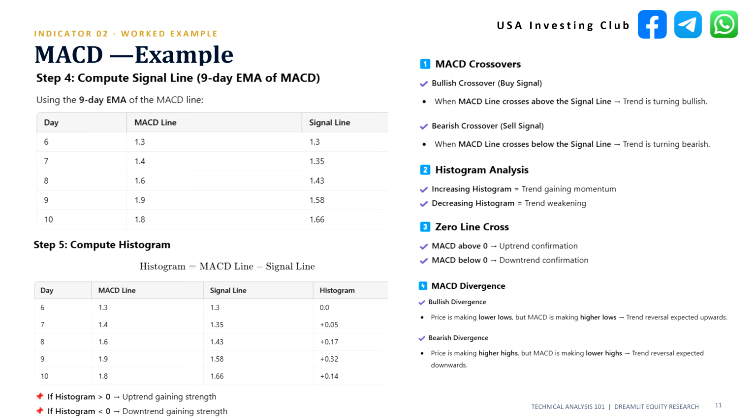On the interpretation side, MACD crossing above signal is a bullish crossover, momentum turning up. Crossing below is bearish, momentum turning down. A zero-line cross means the fast EMA has crossed the slow EMA outright, a trend change signal in its own right. And divergence works exactly as it does for RSI. Price making lower lows while MACD makes higher lows warns of a bullish reversal. Price making higher highs while MACD makes lower highs warns of a bearish one.